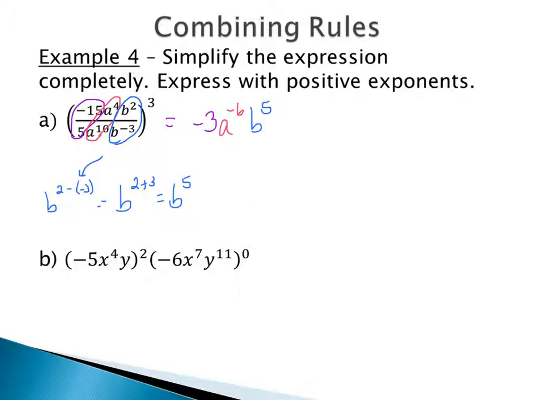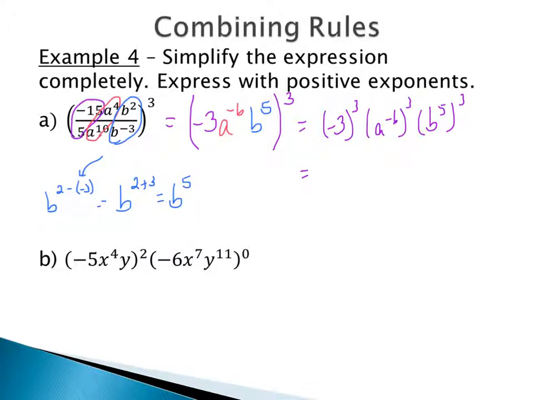So we performed each of these using your quotient rule, but remember, this is all still raised to that third power. So now we need to use the power rule that we learned, bringing in the 3 to each part. So we have negative 3 to the third power, a to the negative 6 raised to the third power, and then b to the 5th raised to the third power.